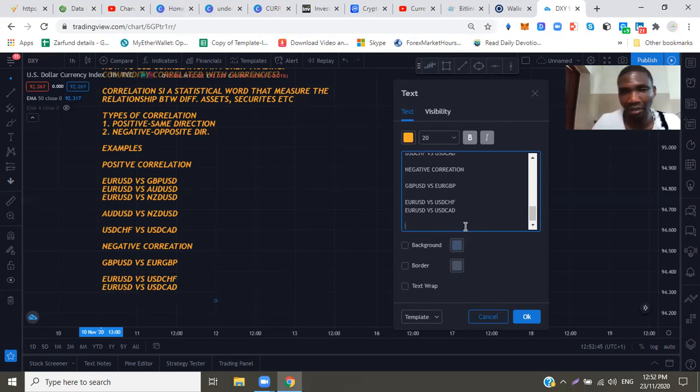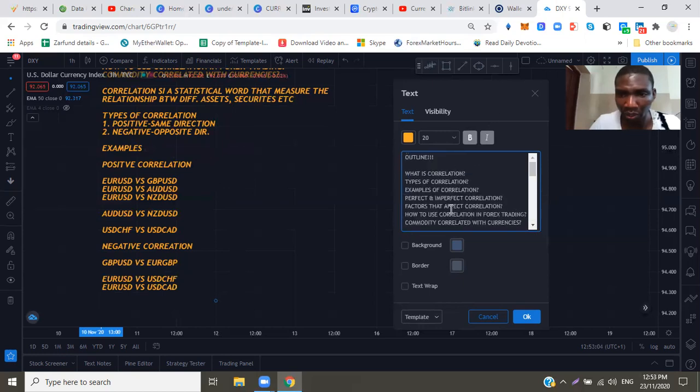Negatively correlated pairs. Okay, so these are some of the most popular examples of positive and negatively correlated pairs. Okay, so now the next thing we're talking about is perfect and imperfect correlation.